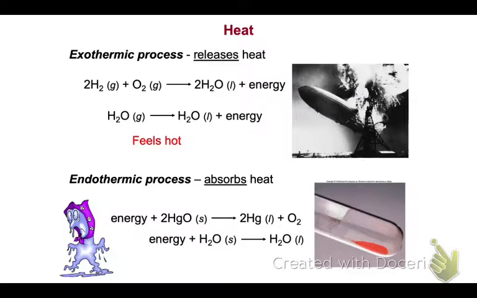If I want to melt ice into liquid water, then I need to give ice energy. I need to warm ice. So now energy is a reactant in this case.